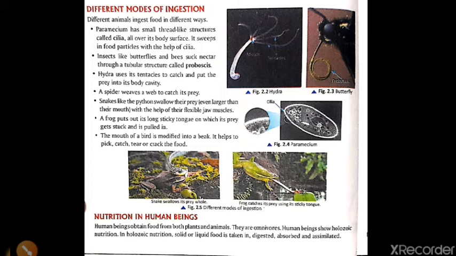So from that, the first point was ingestion, that means to take the food. So first we will read that in detail. There are a lot of organisms or animals that have a different mode of ingestion, that means a different mode to take the food. So let's see what is written in the book.